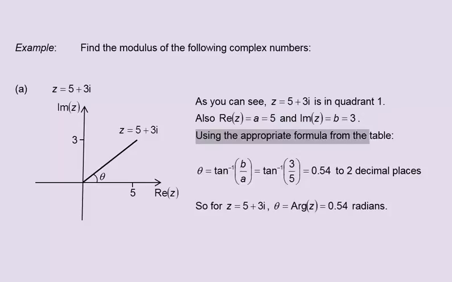Using the appropriate formula from the table, theta equals the inverse tangent of b over a, which equals the inverse tangent of 3 over 5, which equals 0.54 to 2 decimal places. So, for Z equals 5 plus 3i, theta, or the argument of Z, equals 0.54 radians.